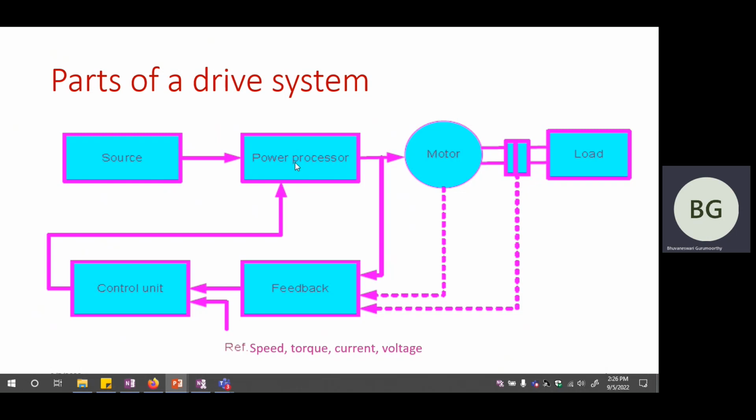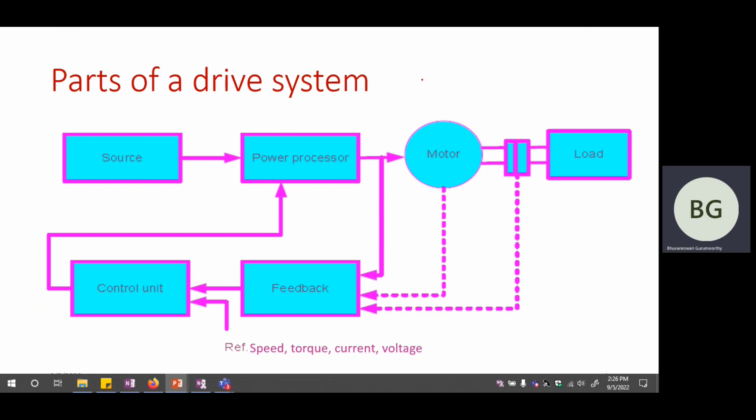The power processing unit could be a simple rheostat also, because the rheostat can drop part of the voltage. You must all have seen fan regulators at home. Many of the fan regulators are simple resistances which drop part of the voltage and apply only the rest of the voltage to the actual machine.